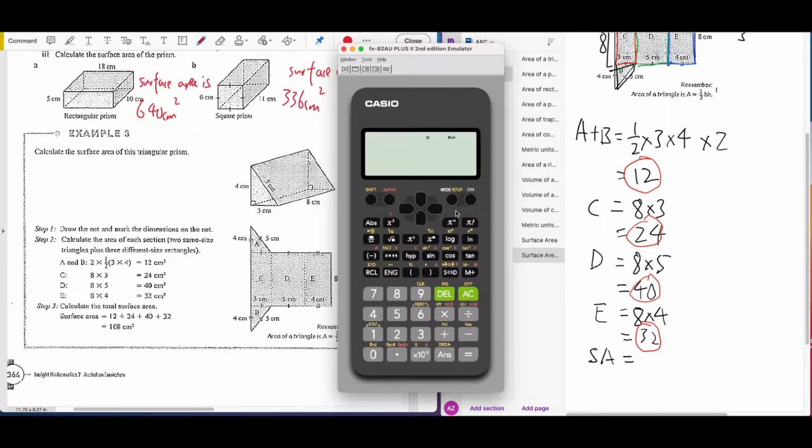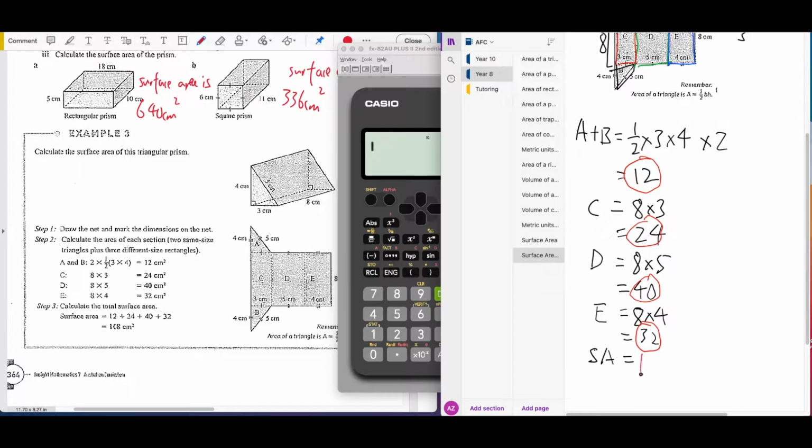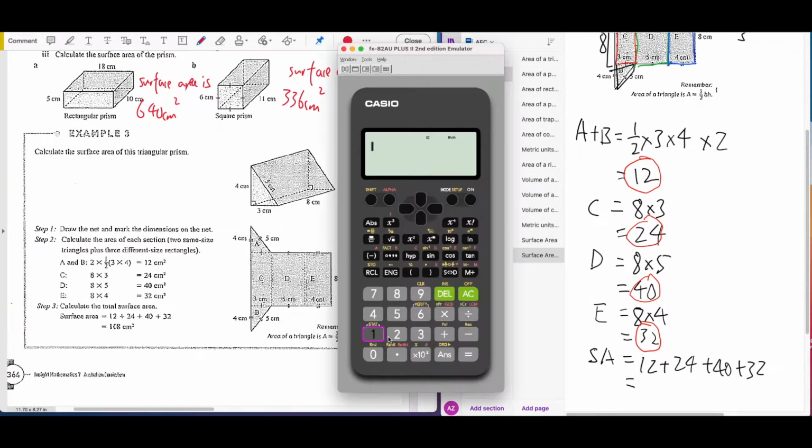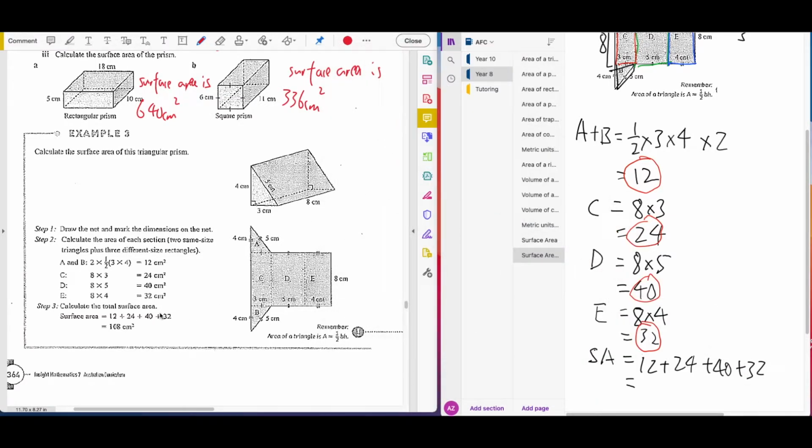Okay, there's our calculator. Now we just have to add up these 4 numbers. So 12 plus 24 plus 40 plus 32. And what does this give us? Well, we can type it in. Actually, we don't have to type it in because the answer is already here for you. So it's going to be 108. Make sure you write the units, which is centimeters squared.